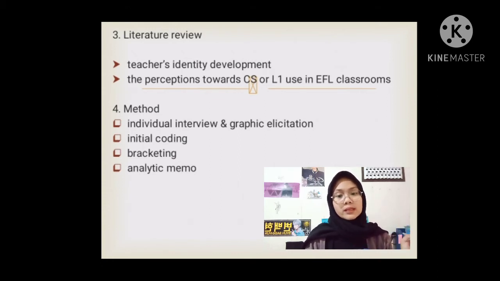And the fourth one is the method. There are four methods used in this study. The first one is individual interview and graphic elicitation, and the second is initial coding, bracketing, and analytic memo.